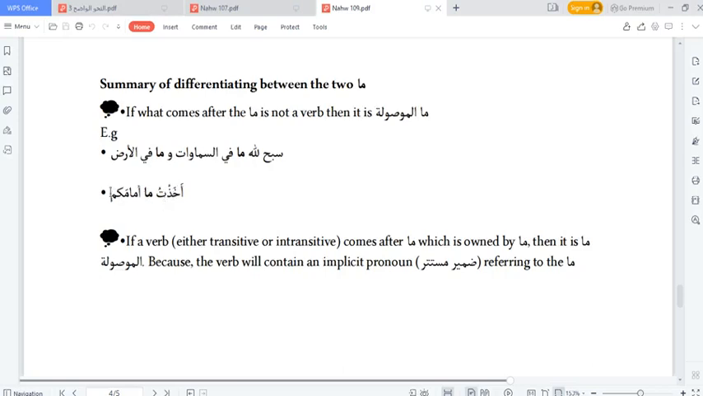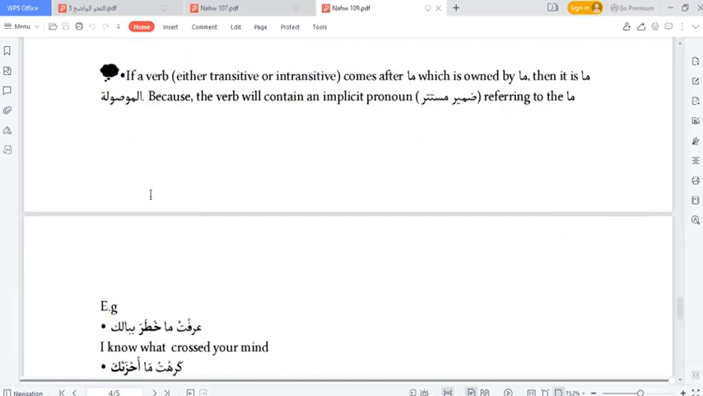Another example: akhadtu ma amamakum, I took what is in front of you. So what kind of ma is this? Substitution was simple. What's coming after it? It's not a verb. Definitely this is ma mausula. I hope you get. Okay, that is gotten.